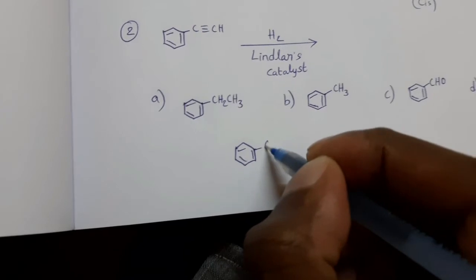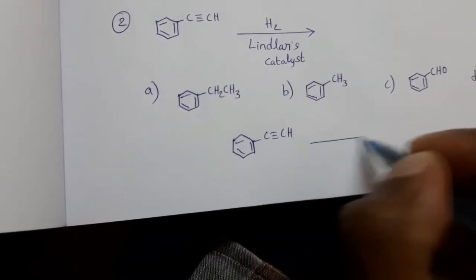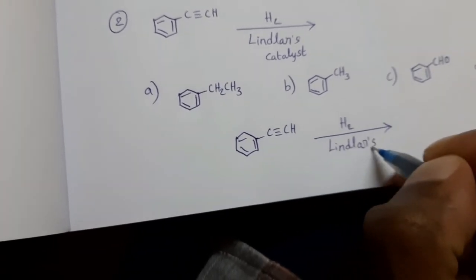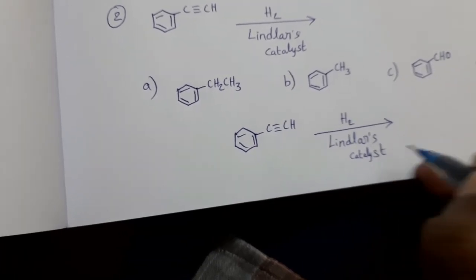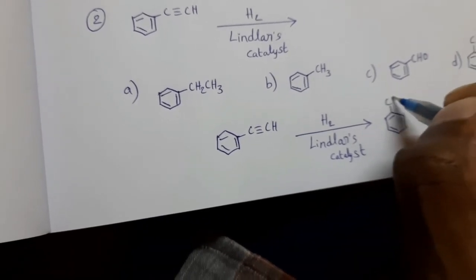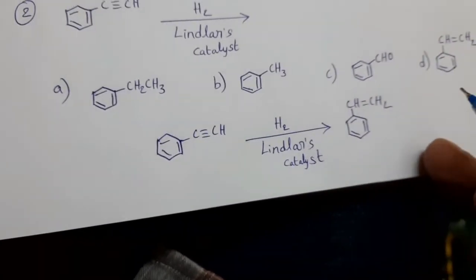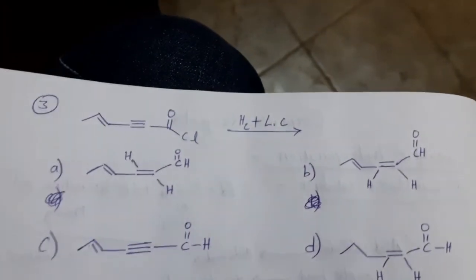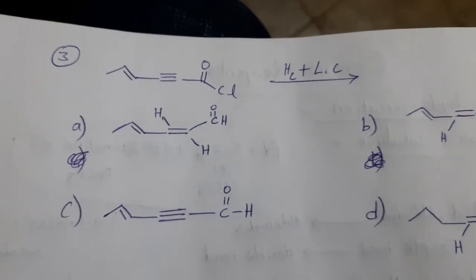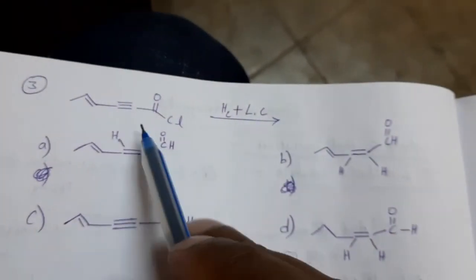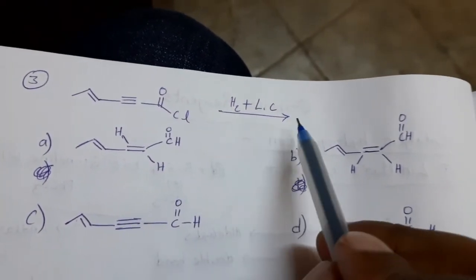this is the given reactant, is reduced by hydrogen in presence of Lindlar's catalyst. Then product is this one. This is the product. CH double bond CH2, styrene. Next question. See here. This is the reactant. In this double bond, triple bond and COCl all are present. This compound is treated with hydrogen in presence of Lindlar's catalyst.